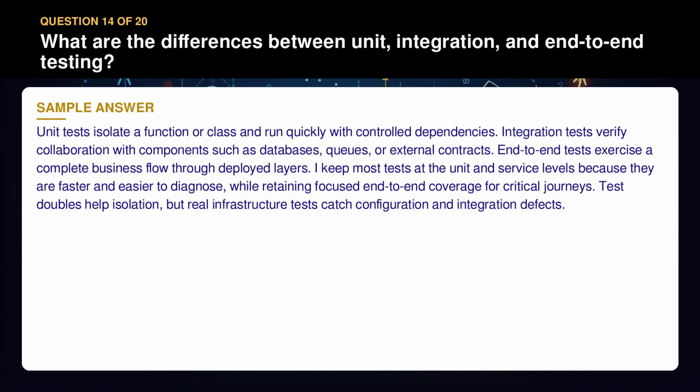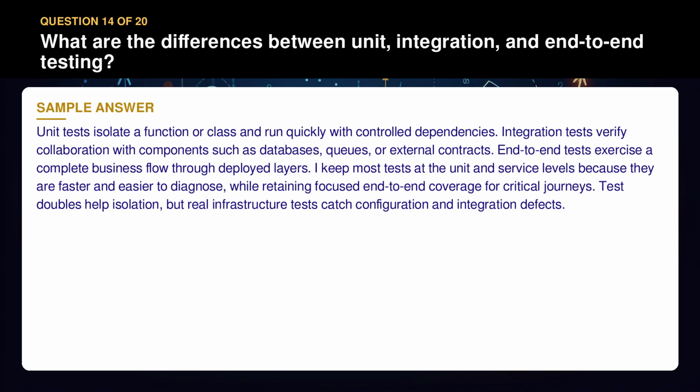Unit tests isolate a function or class and run quickly with controlled dependencies. Integration tests verify collaboration with components such as databases, queues, or external contracts. End-to-end tests exercise a complete business flow through deployed layers. I keep most tests at the unit and service levels because they are faster and easier to diagnose, while retaining focused end-to-end coverage for critical journeys.